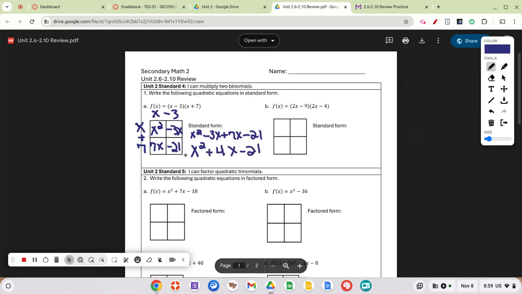Okay, and that would be the standard form. And don't forget to put f of x because it's worth a point. Okay, and it makes it a function.